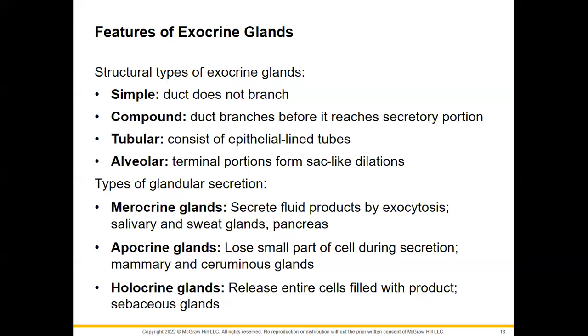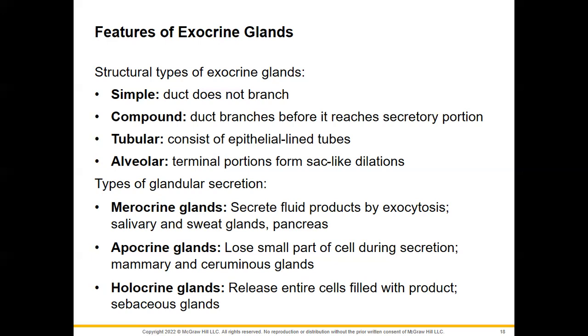So structural types of exocrine glands, you might have simple or compound. Simple meaning that the duct, remember exocrine glands secrete their product through a duct to a surface. That duct, if it does not branch, then it's considered simple. If the duct itself branches before it reaches that secretory portion, then it's called compound, right? So simple or compound, does it branch or not? If it branches before it reaches the secretory portion, it's considered compound. If it does not branch, it's considered simple.